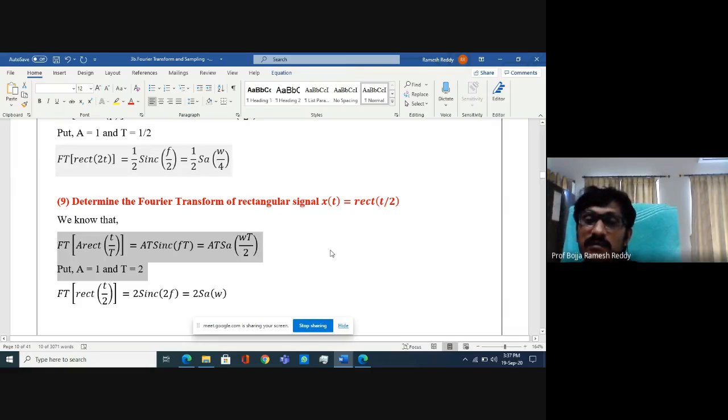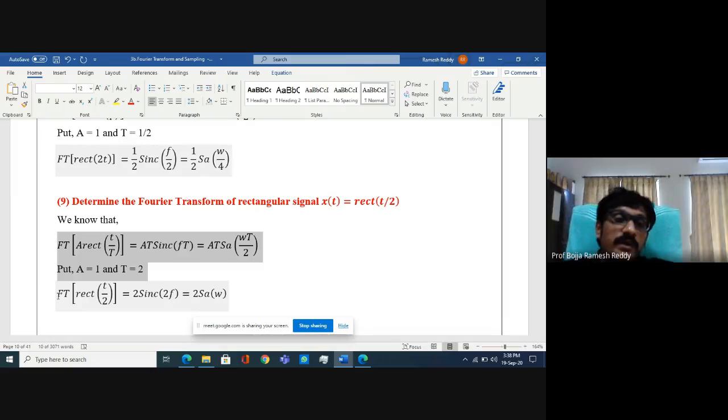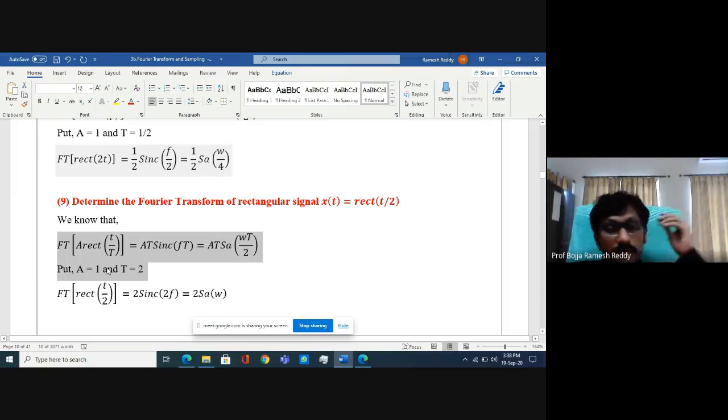Now, the required thing is rect(t/2). How to get it? Put capital T is equal to 2 to get rect(t/2). And A equal to 1, the coefficient, so substitute. The Fourier transform of rect(t/2) is 2 sinc(2f), that is equal to 2 sampling Sa(ω).